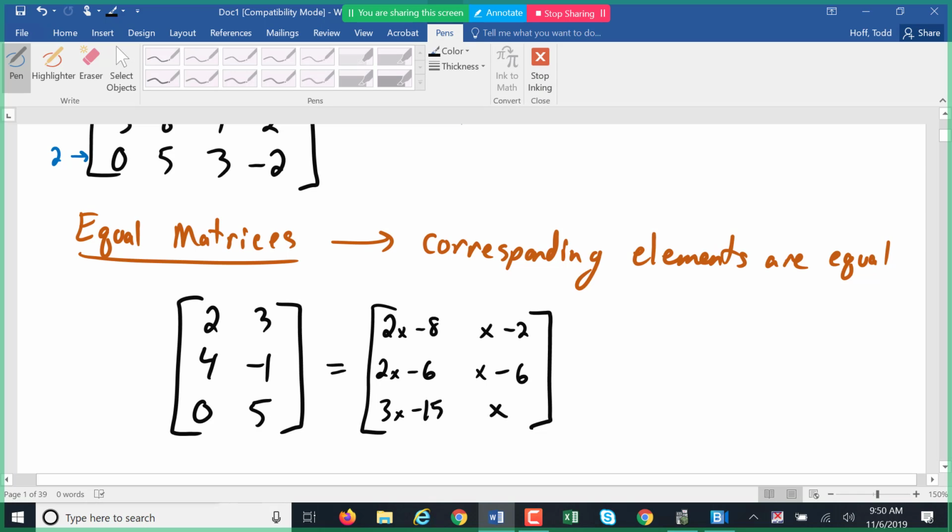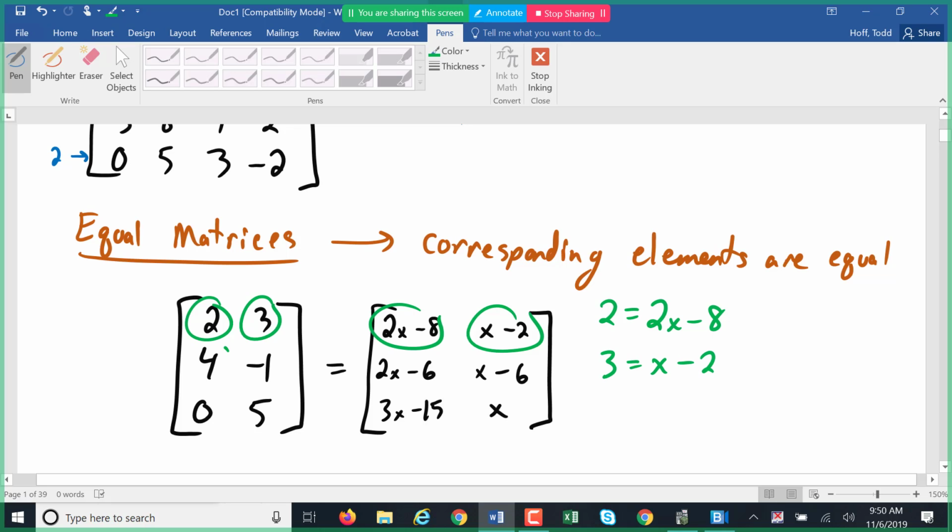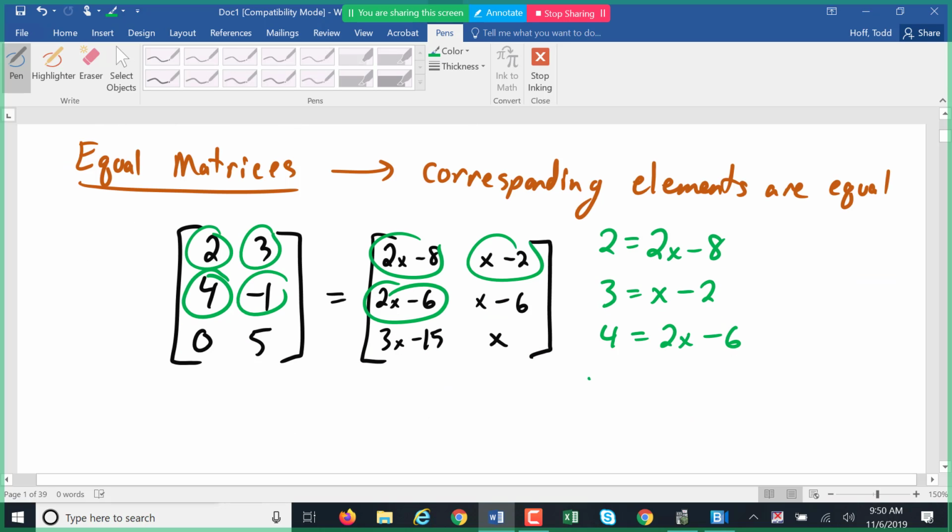So I can actually use this to match up equations. 2 has to equal 2x minus 8. 3 has to equal x minus 2. 4 has to equal 2x minus 6. Negative 1 has to equal x minus 6. 0 has to equal 3x minus 15. And 5 has to equal x.